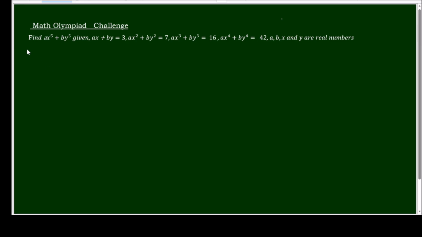So the first sum is ax + by, let us take it as S1. The second one is S2 equals ax^2 + by^2. S3 equals ax^3 + by^3. And S4 equals ax^4 + by^4.